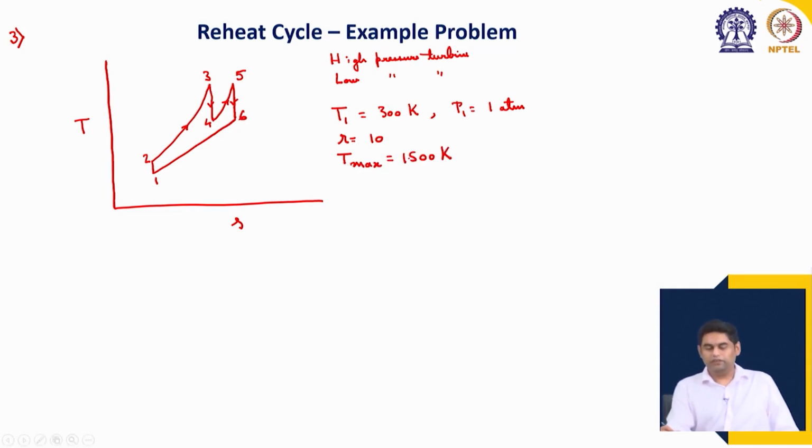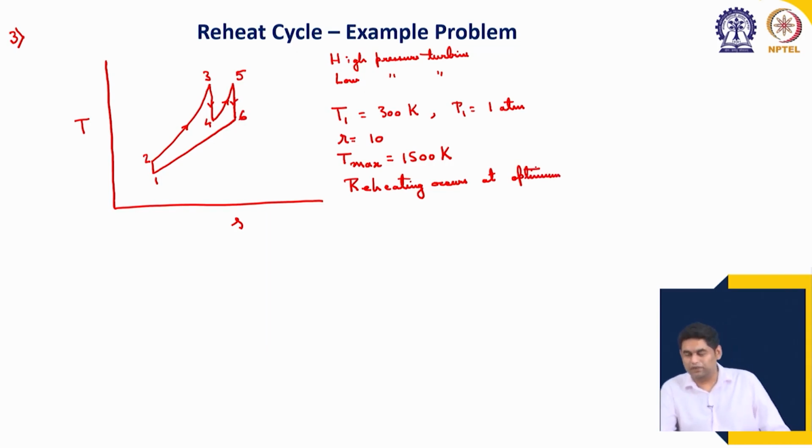It is also stated that the reheating occurs at optimum pressure. If nothing is mentioned in a problem, we will assume that reheating occurs at optimum pressure, but if some conditions are already given, such as the reheat pressure, then we have to use that condition. Then you cannot forcefully assume that optimum pressure is used. So, reheating occurs at optimum pressure. We want to first solve the problem with optimum pressure, because that way we will get the highest work output, and then we can compare that work output with the previous cases.